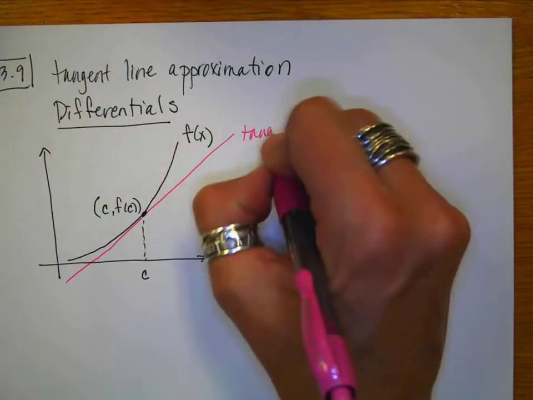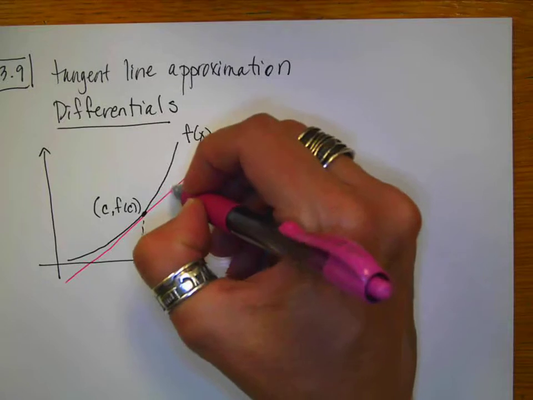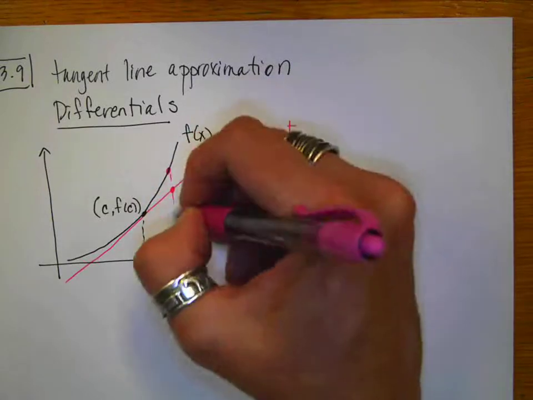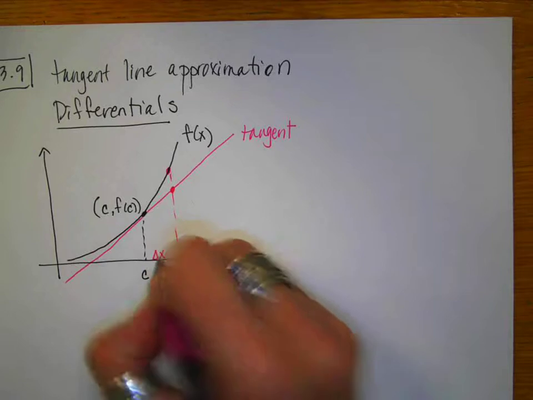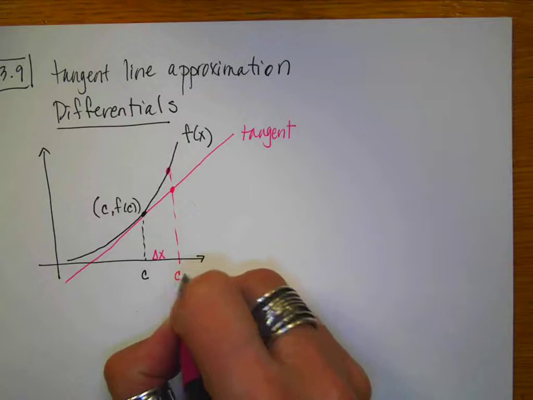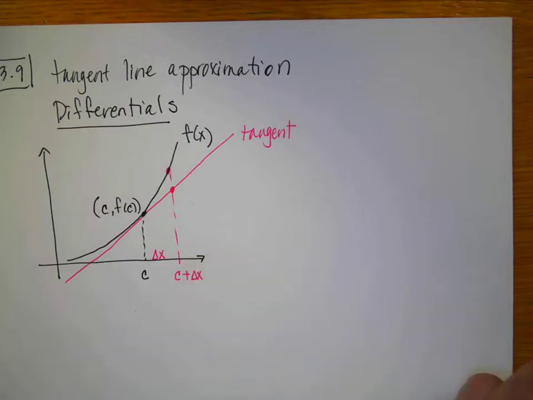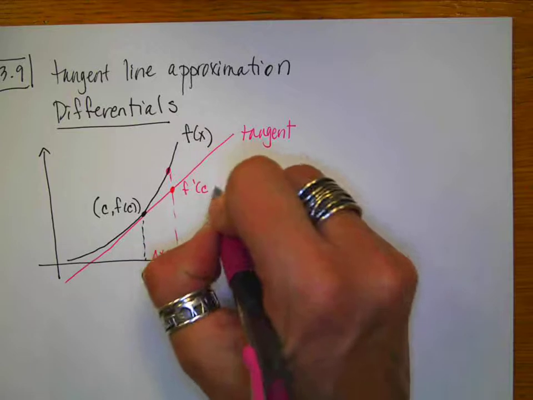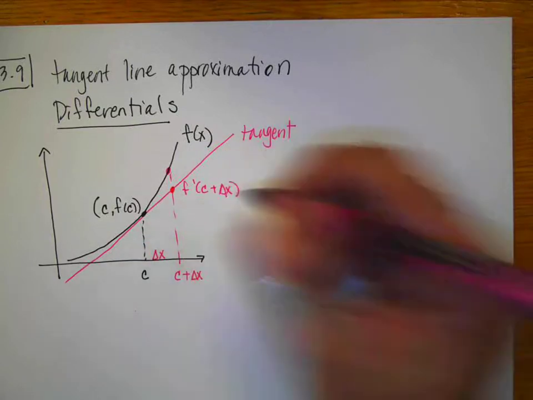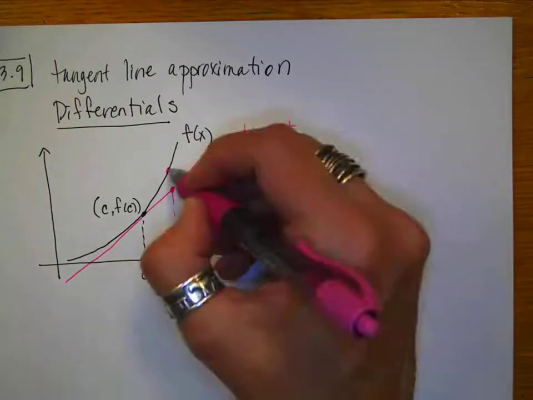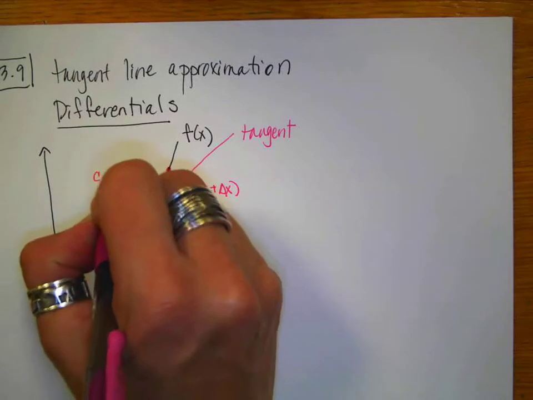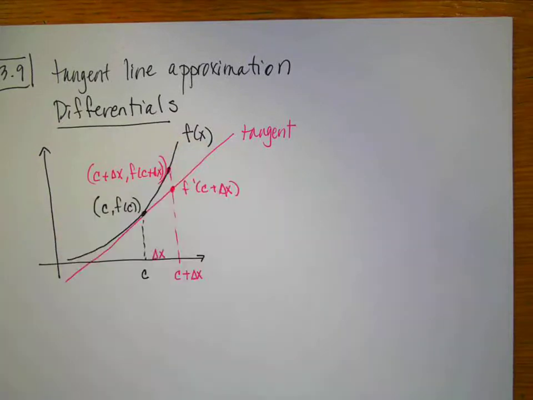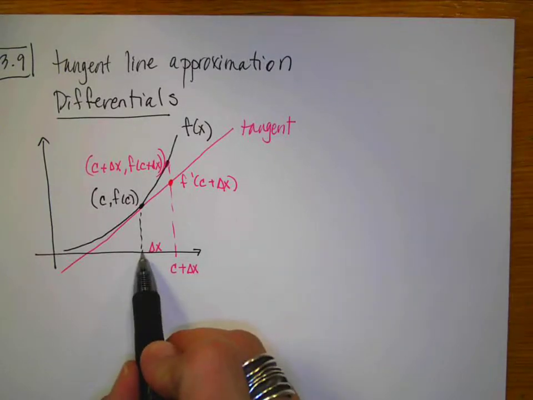If I draw the tangent line at my point, and then I take a value, I'm going to put it right here, and then I pick a corresponding value right there, and I drop down my dotted line. Well, if I call this delta x, because I'm changing my x value, then this is c plus delta x, right? Then this point right here is going to be the derivative at c plus delta x, because it's on the tangent line. And then this point up here is going to be c plus delta x and f of c plus delta x. Okay, hopefully that's a little bit clear.